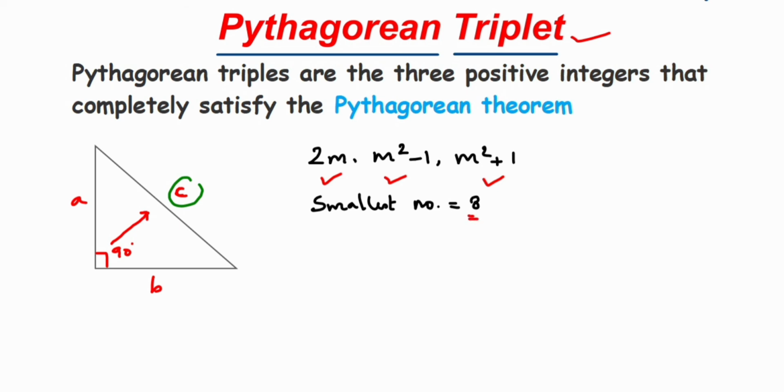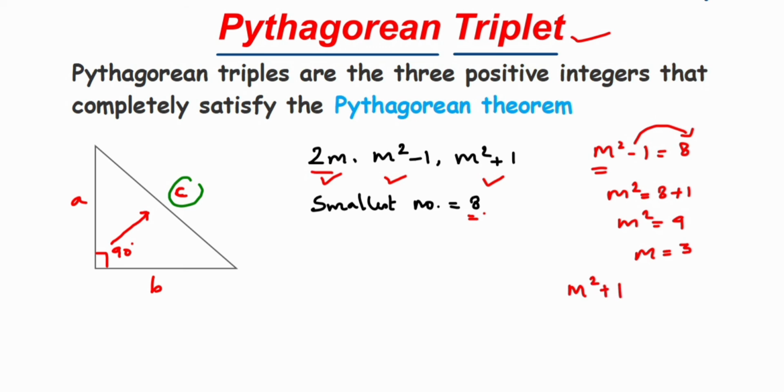So 8 can be anything, right? So here I'm going to assume 8 is equal to 2m. Now why am I not taking m square minus 1 and m square plus 1? Let me explain. If m square minus 1 is equal to 8, suppose, I'm just assuming, we have to find out the m value now. So minus 1 will be transposed to the other side, so m square is equal to 8 plus 1. So m square is equal to 9. So m will be equal to 3.